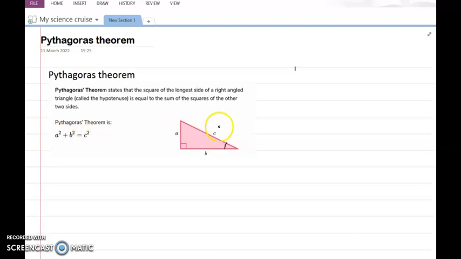For example, if we take our length A to be 5 centimeters and take B to be 6 centimeters, and then the question will be find the length of C, you'll say C squared is equal to A squared plus B squared. And then in place of A, you will put 5 squared plus 6 squared is equal to C squared.